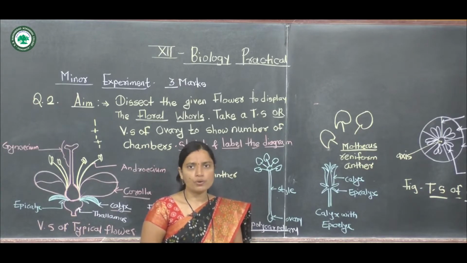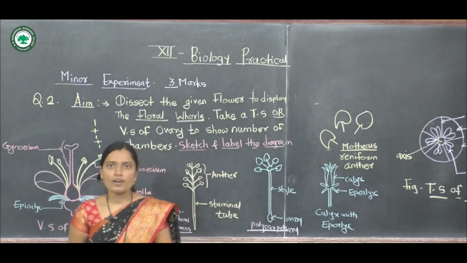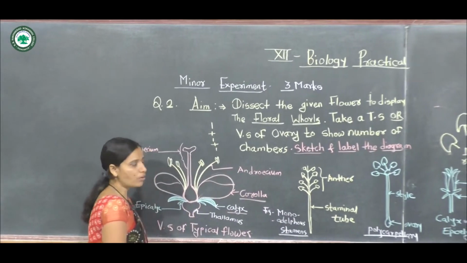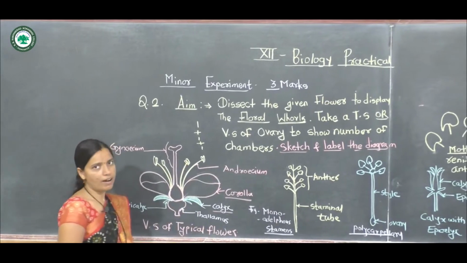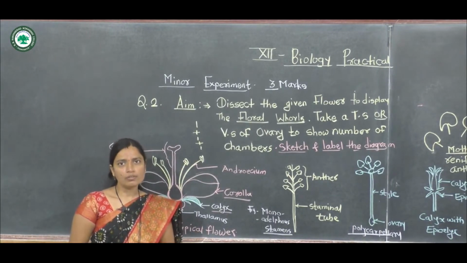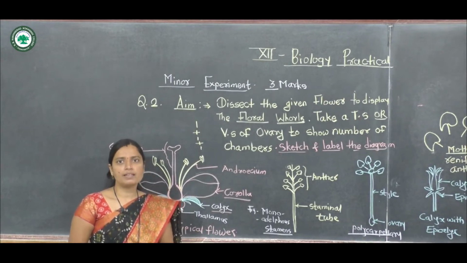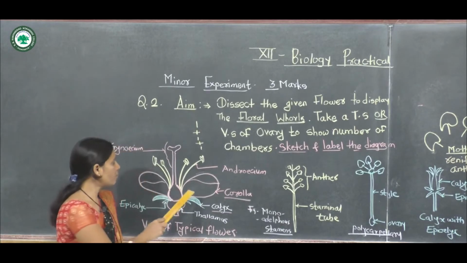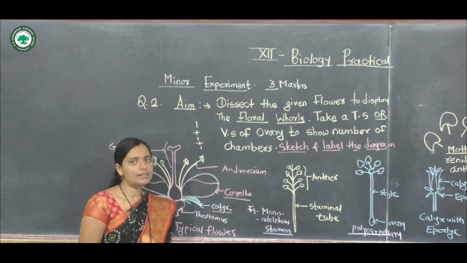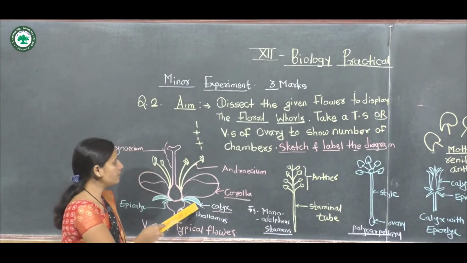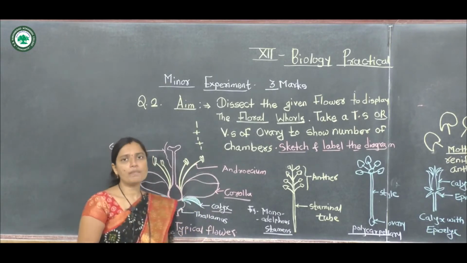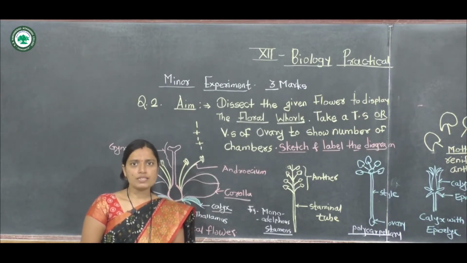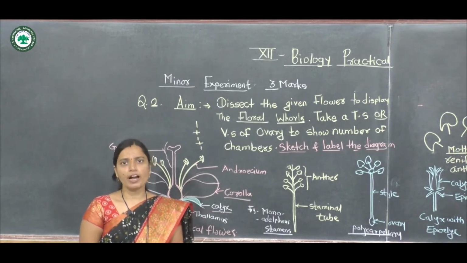The next part of the flower is the corolla. This is the very important colorful part of the flower, and it is important for the attraction of insects. All these parts are dissected: the first part is the calyx, the second part is the corolla. The corolla is most important for attraction of insects because it is very colorful and attractive.